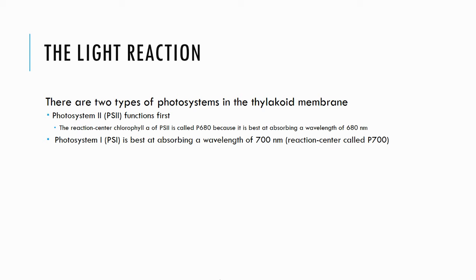The reaction center chlorophyll A of photosystem 2 is called P680 because it's best at absorbing a wavelength of 680 nanometers. And photosystem 1 is best at absorbing a wavelength of 700 nanometers, so its reaction center is called P700.